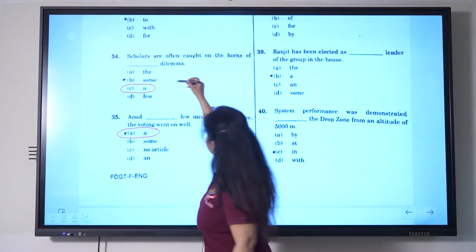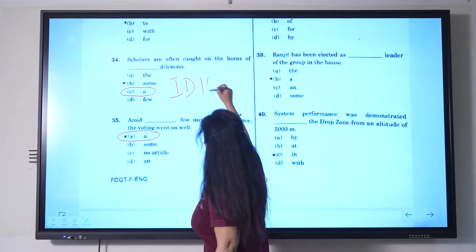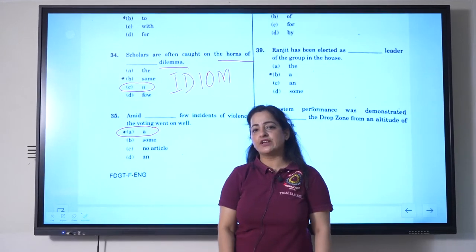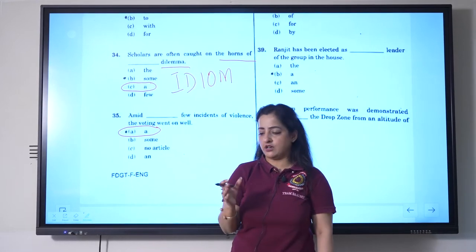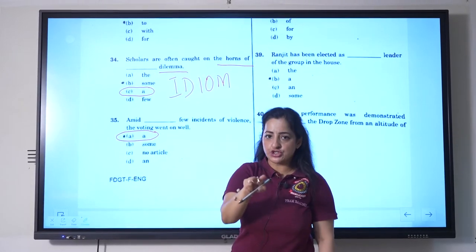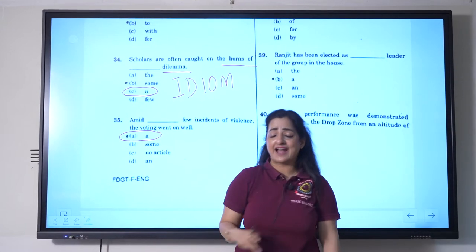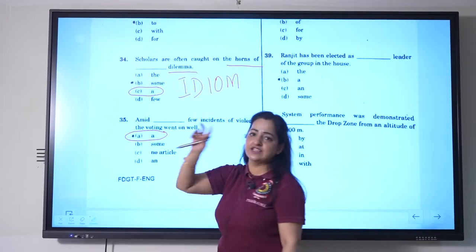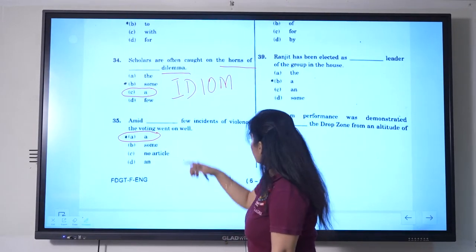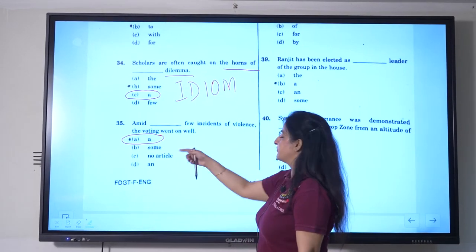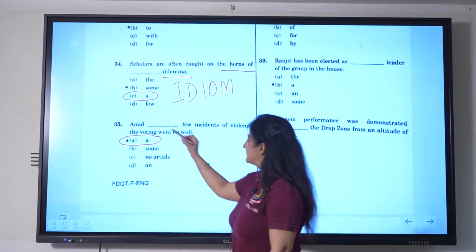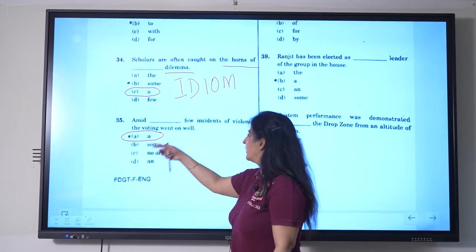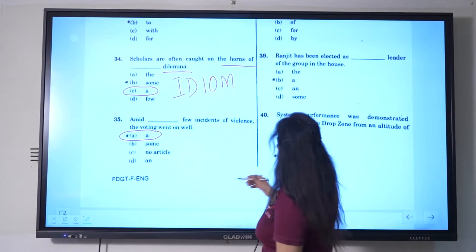Okay, again an idiom in question number 34. What's the idiom? Horns of a dilemma. If you are on the horns of a dilemma, you are confused. Which of the two options should you choose? Should you choose this option or should you choose that option? Because both are unpleasant. Any which way, it is just an idiom. Amid a few incidents of violence, the voting went on well. It's just some incidents, only a few happened, and therefore, you know, the voting went on well. Okay, moving on.